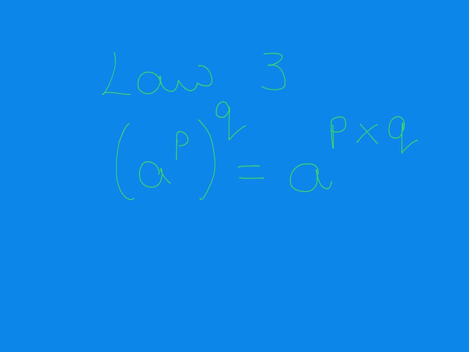Now notice in this one, I only have one base, but I again have 2 powers, and I also have some brackets. So when I have a base number to the power of one number, all to the power of another, I can multiply the 2 powers, provided my base stays the same. Let's have a look at some examples.